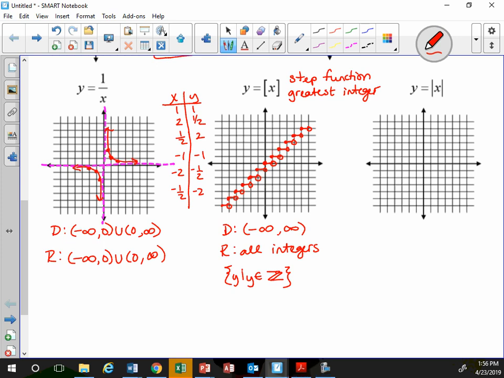One more graph to go, guys. Just one more parent function. And this is one that you definitely should know from Algebra 2. It's the V, so it's like 0, 0, 1, 1, 2, 2, and then on the left side as well.